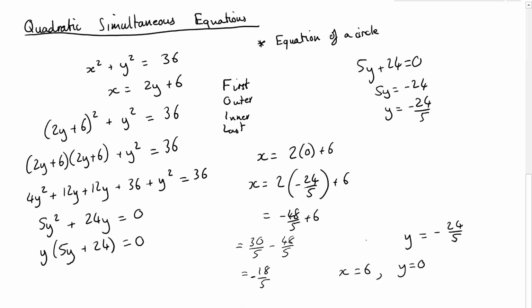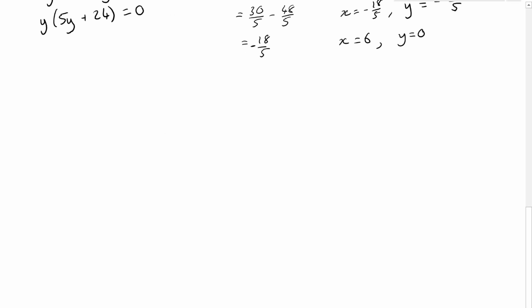So when y is equal to minus 24 over 5, x is equal to minus 18 over 5. And these are our four answers to this simultaneous equation. And then if we wanted to plot these out, we would have to first of all plot out this x squared plus y squared equals 36.